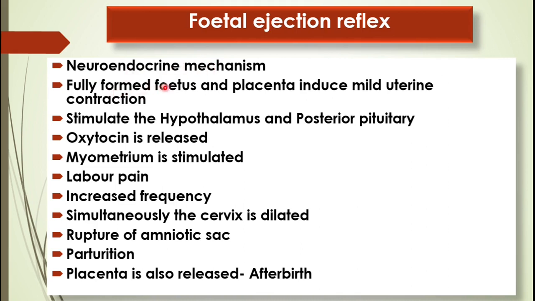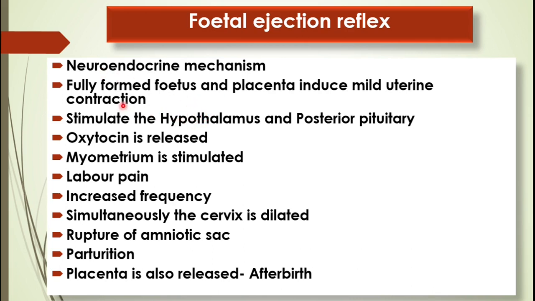A fully formed fetus and the placenta. Please remember that both the fetus and the placenta jointly induce a mild uterine contraction. A very mild uterine contraction is produced jointly by the fetus and the placenta at the terminal end of the gestation period. Now, when this mild uterine contraction is produced, the uterine contraction sends impulses through the nerves to the hypothalamus.